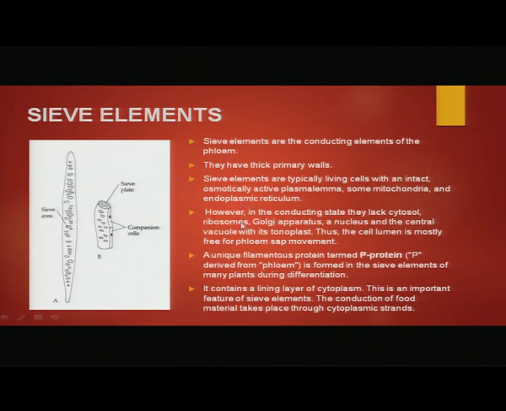However, when they are in conducting state, they lack cytosol, ribosomes, Golgi apparatus, nucleus, even the central vacuole. So, the lumen is mostly free for the phloem sap movement. A special protein named P protein is also present in the phloem and it is formed in the sieve elements of many plants. It contains lining layer of cytoplasm and it is a very important feature of sieve elements because conduction of food materials takes place through these cytoplasmic strands.